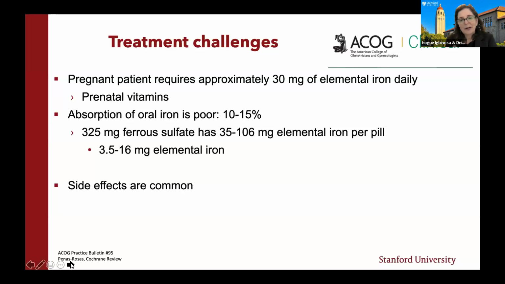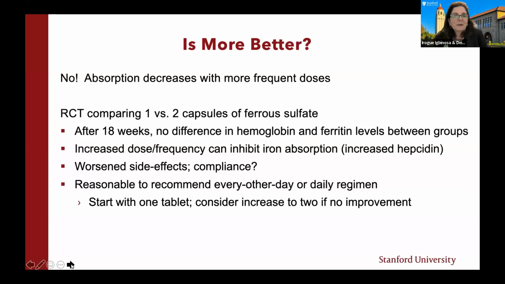And this can be a real problem if someone has a pretty big iron deficit and needs a lot. We know that it's hard to get a lot of that orally. And side effects are very common. They are compliance limiting. Patients may not tell us that they're not taking it, but GI upset and constipation are very common.